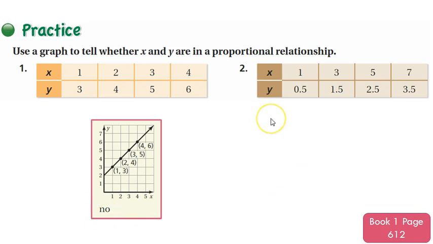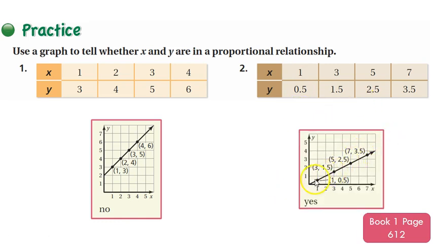Doing the same thing for number 2, drawing the dots and connecting them all the way making a straight line, we do see that it hits the origin. So yes, this is proportionate. Now what if we were given a graph? Could we interpret that information? Let's find out.